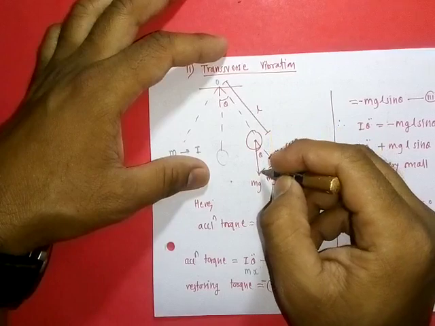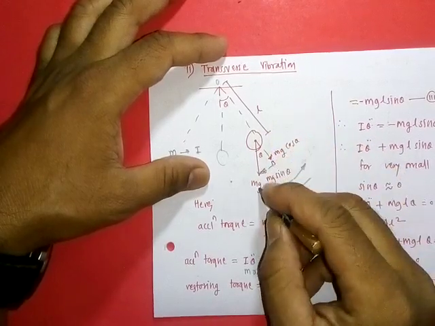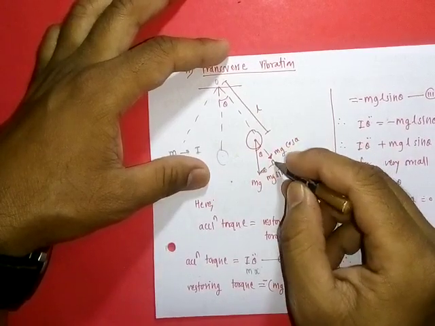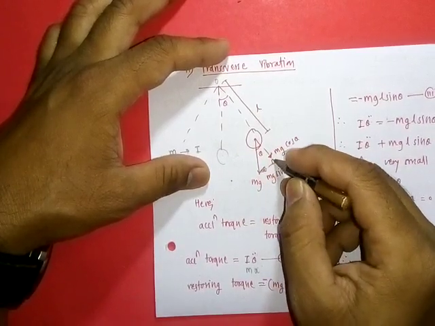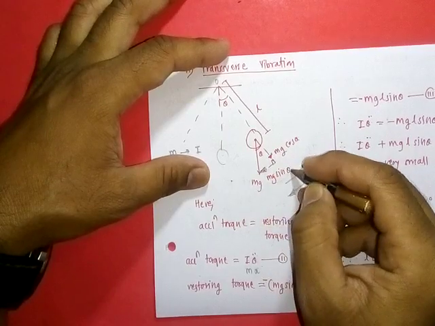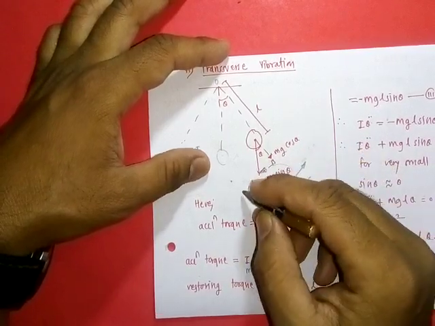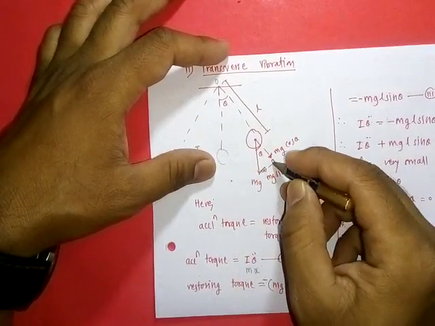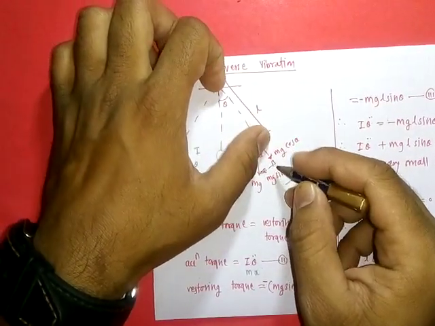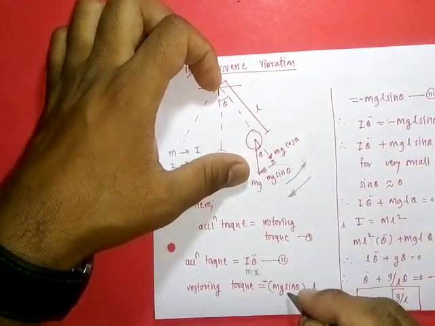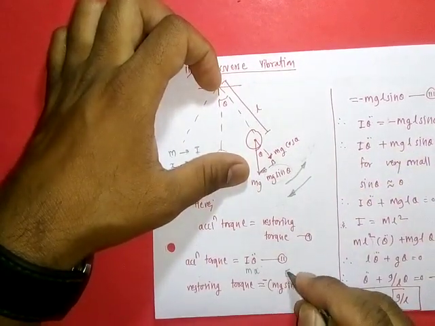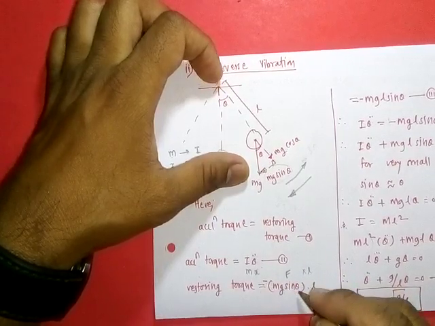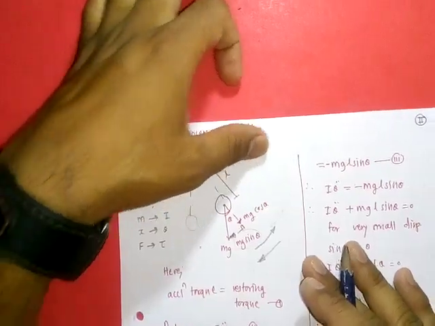So, resolving the weight into two components, one component is along the string and one is perpendicular to the string, and this component is directed towards our equilibrium position. So this force, and the perpendicular distance is L here. So torque is mg sin theta, this is the force, into distance L. So resisting torque will be minus mg L sin theta.